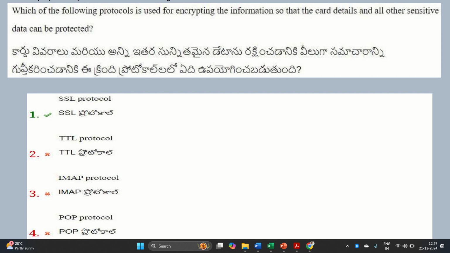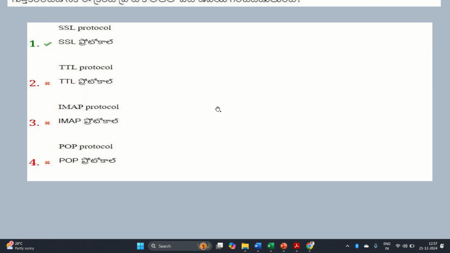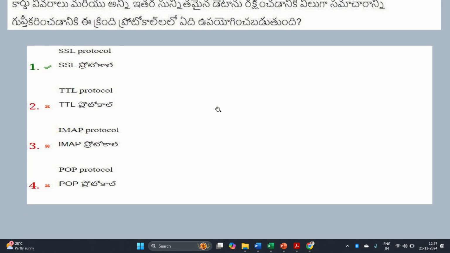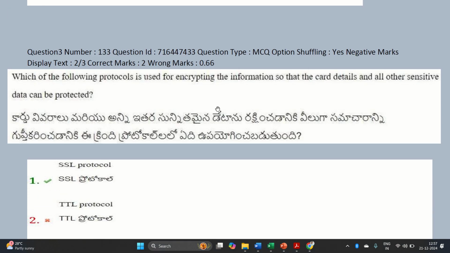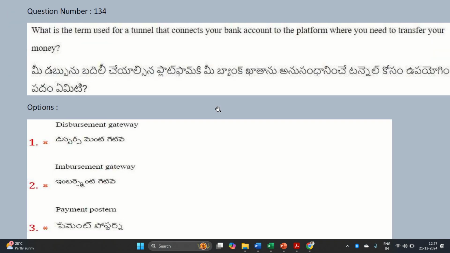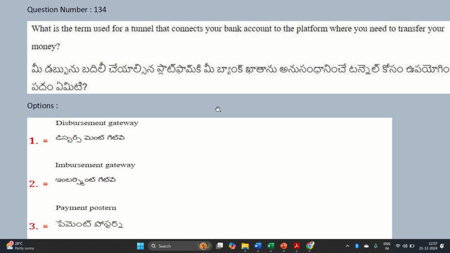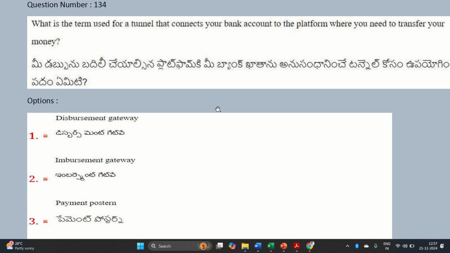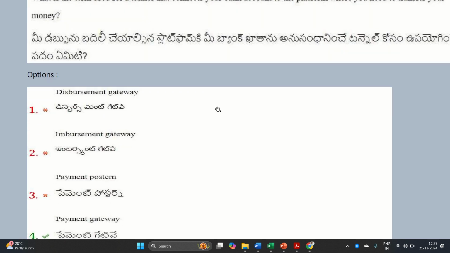The full form of SSL is Secure Socket Layer protocol. It is used for encrypting the information so that card details and all other sensitive data can be protected. What is the term used for a tunnel that connects your bank account to a platform where you need to transfer money? It is called payment gateway.